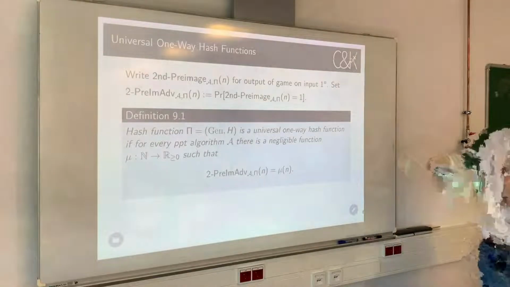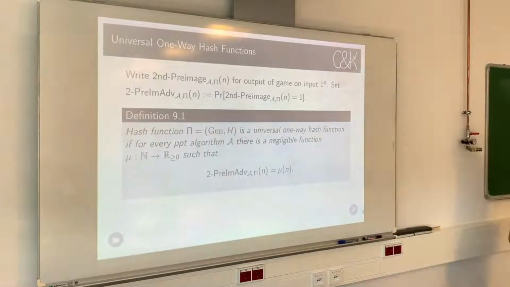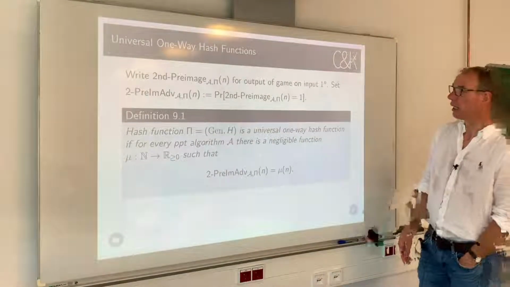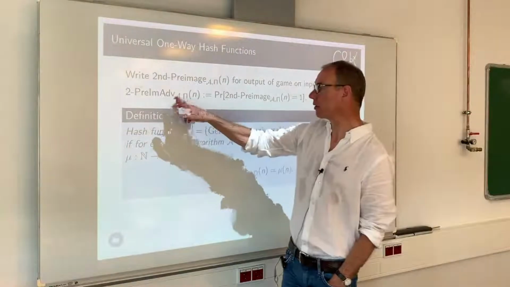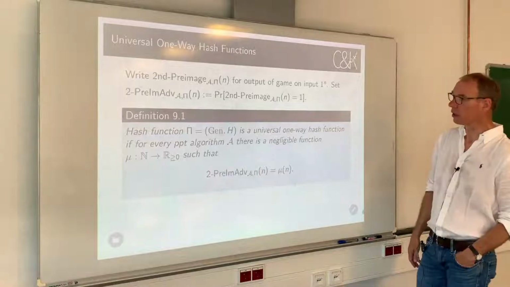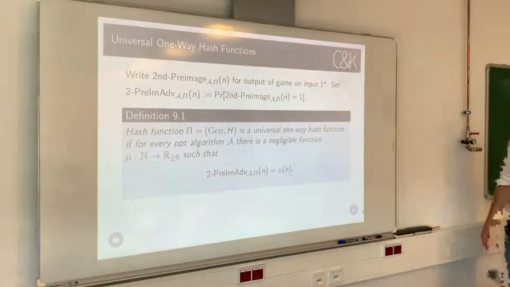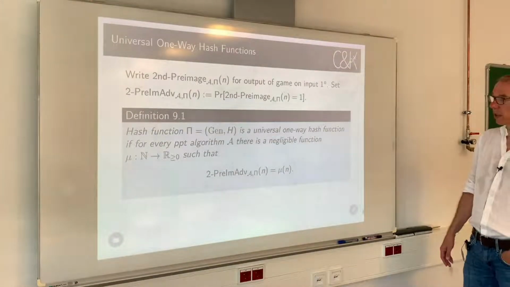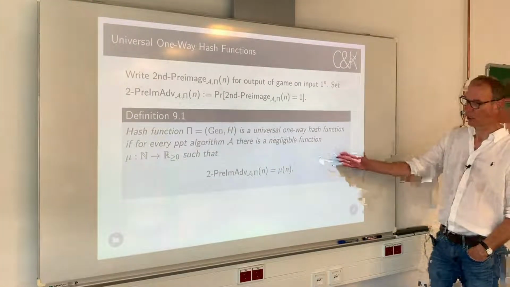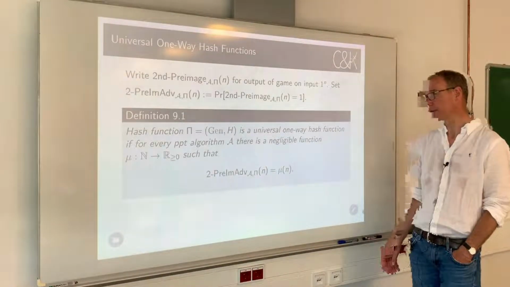We write second pre-image A pi n for the output of the game on input 1 to the n, and set this second pre-image advantage as the probability that the second pre-image A pi of n is 1. And we say that the hash function pi, consisting of the two algorithms gen and h, is a universal one-way hash function if for every probabilistic polynomial time algorithm there's a negligible function such that the second pre-image advantage is negligible. There's a negligible function in n.